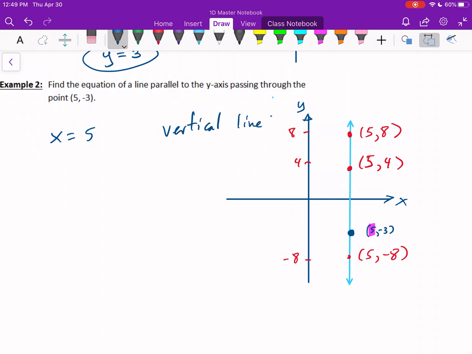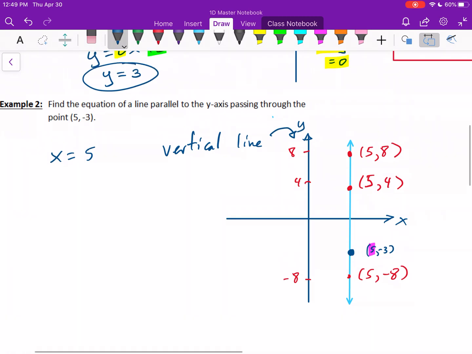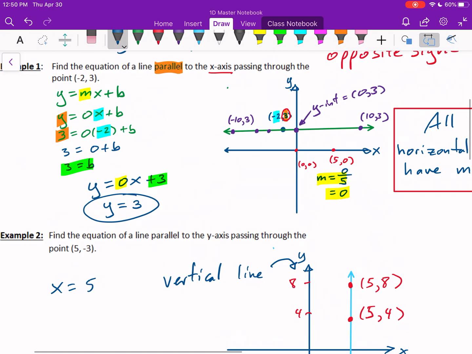The y-axis is a vertical line. That's just a straight up and down one, which means that all lines that are parallel to the y-axis must be vertical lines as well. But what's the slope going to be for that? The slope for a horizontal line is 0.